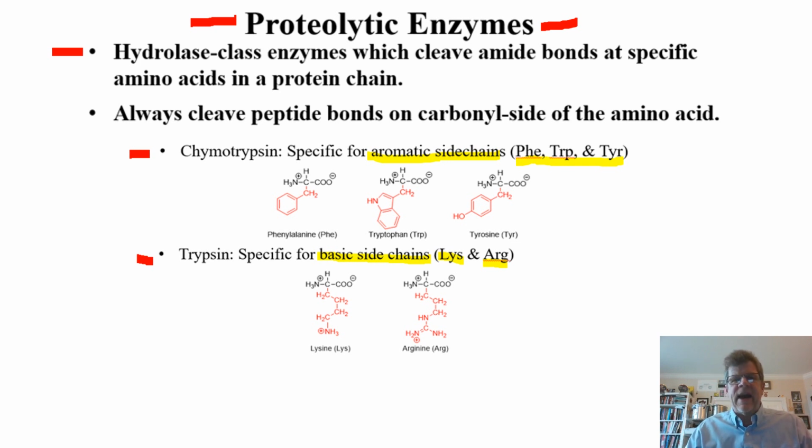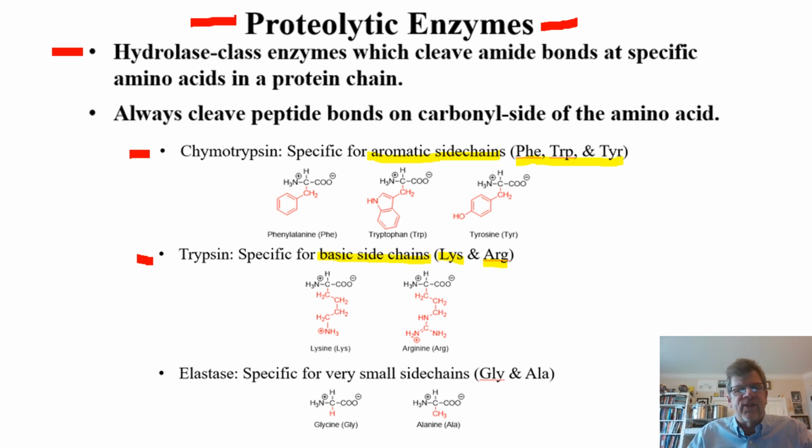Let's look next at our third representative class of proteolytic enzymes. That's known as elastase. Elastase is specific for very small side chains, notably only glycine and alanine. Remember, they're the smallest amino acids as far as the side chain is concerned. Glycine has just a lowly hydrogen for a side chain, and alanine has just a methyl group. Everything else is bigger than that. So if a peptide chain is treated with elastase, it will cleave only at alanines and glycines, specifically at the amide bond to the right of that side chain.